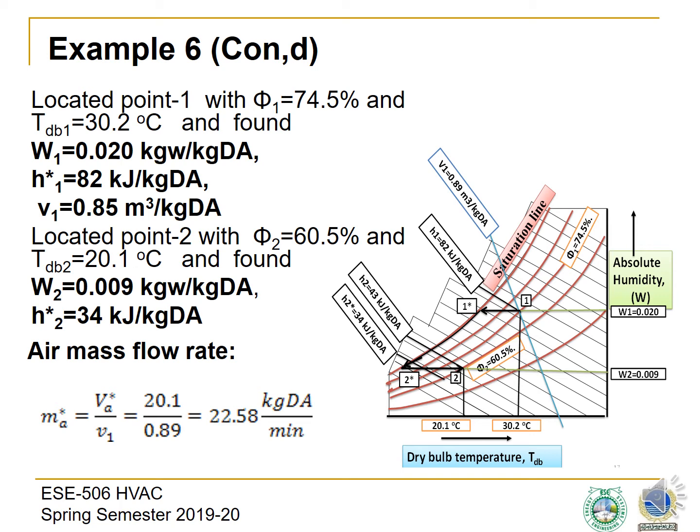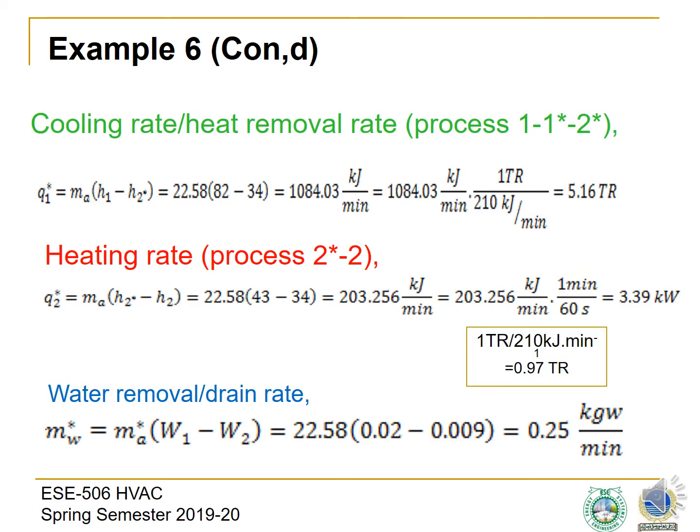So this is the mass flow rate of the air which is required for the formula. The capacity of a cooling coil is calculated by process 1 to 2 star, and Q1 prime is equal to MA into H1 minus H2.